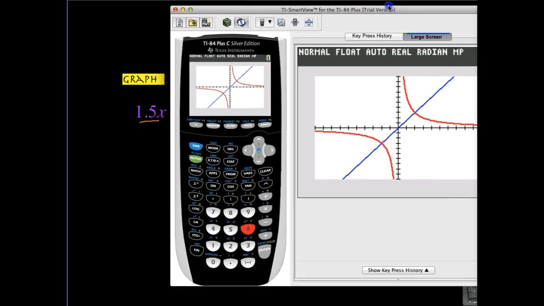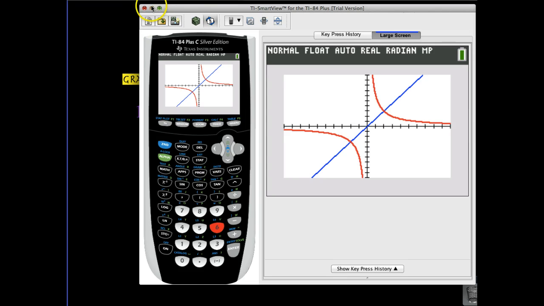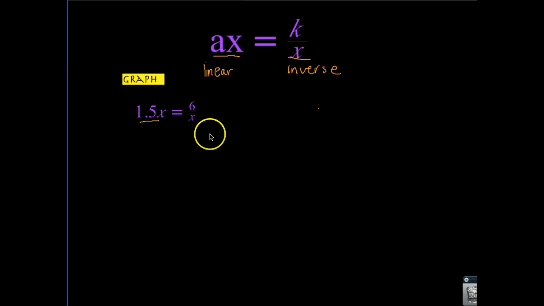Okay, so let's get rid of that. So that's how you would graph it. And again, to think that it's going to have two solutions, one positive and one negative.